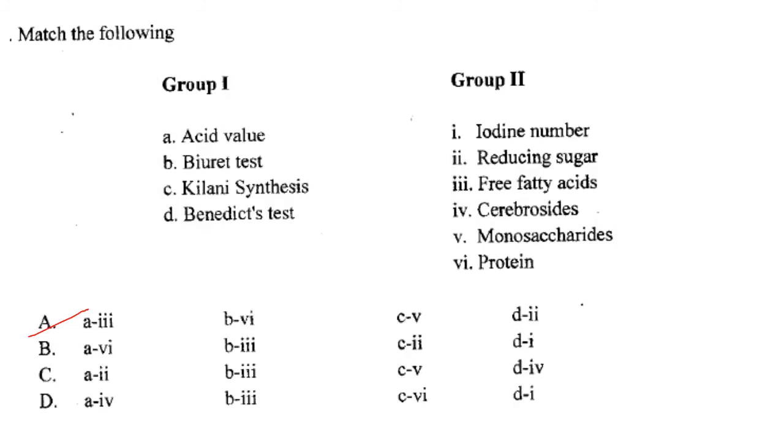Match the following. Acid value is A3, that is free fatty acid. Biuret test is protein, B6. Kiliani synthesis is monosaccharides. And Benedict's test is for reducing sugars. So answer is option A, that is A3, B6, C5, D2.